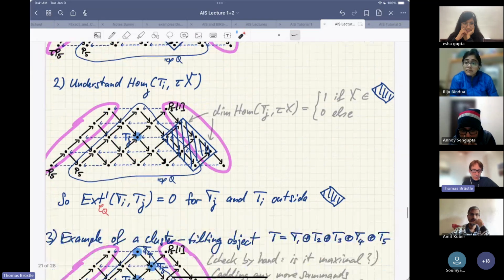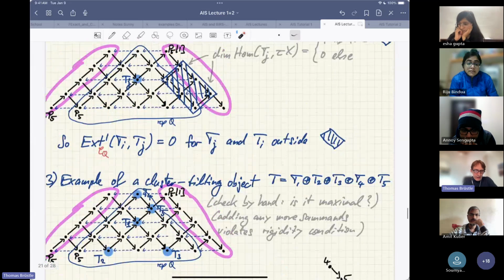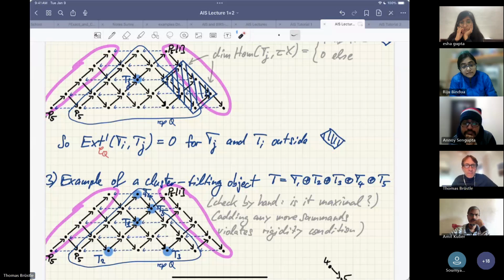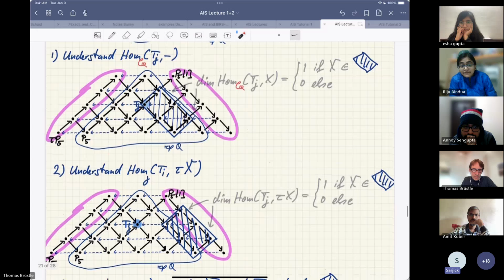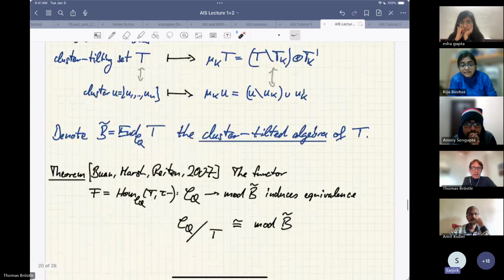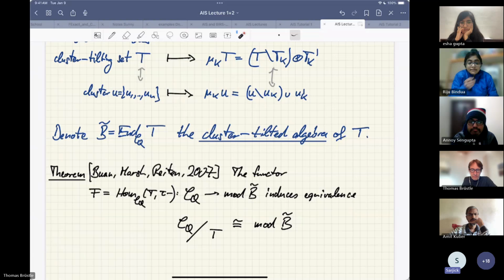So yesterday we were looking at this example of a tilting module given by direct summands. Yes? Can you go back to the equivalence of those two categories? Yes, sure. You need the cluster category modulo T. T is just a tilting object.